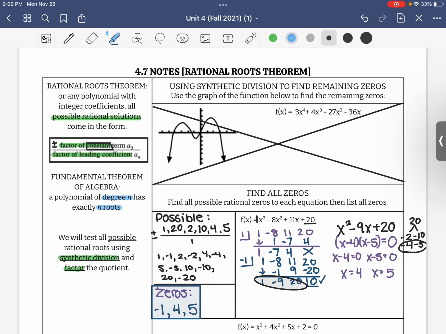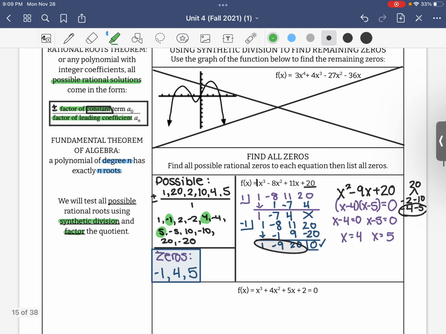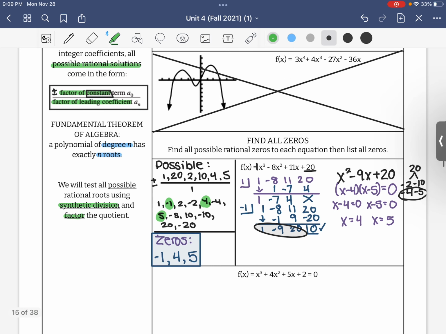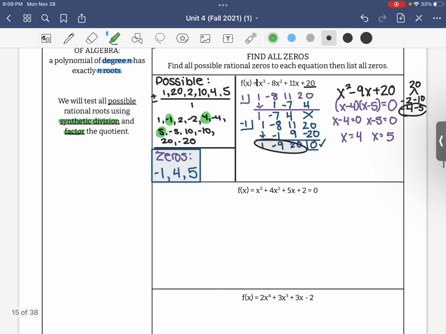Now, I just want to take a second to point out that -1, 4, and 5 were all on that list. All of the others are just possibilities that weren't actual zeros. And that's the thing about finding a list of possible zeros, is not all of them work. You have to weed out the ones that do with synthetic division. Then, once you've done the synthetic division, you take that up here and you factor it to find the other two.